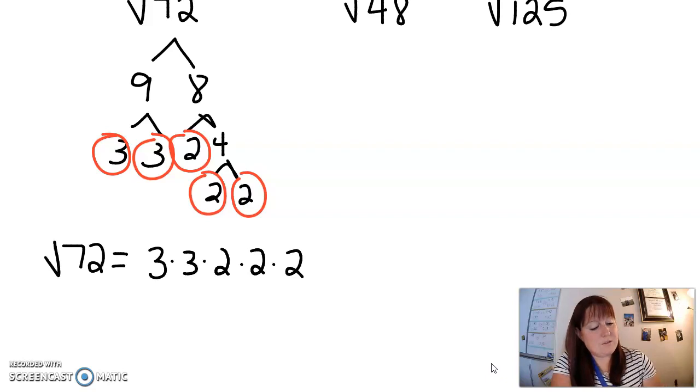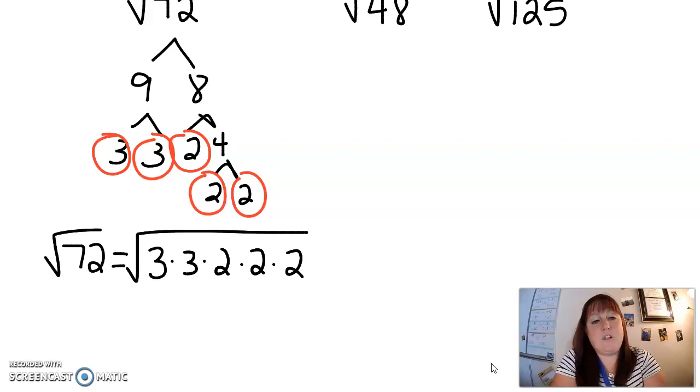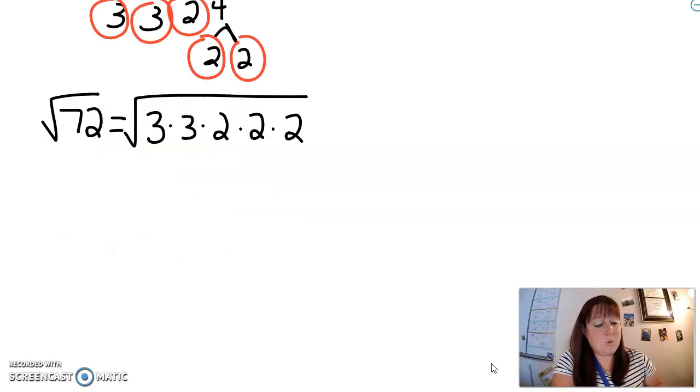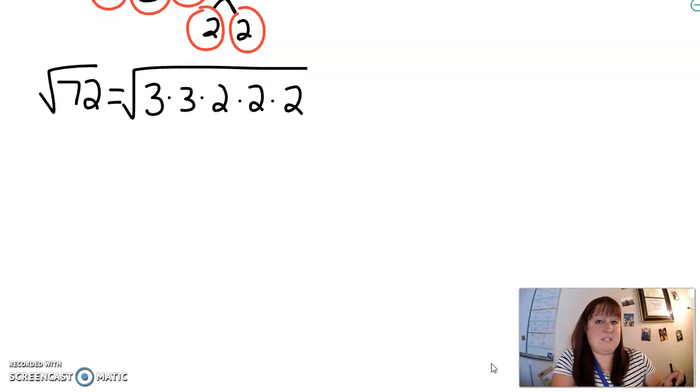So I can write the square root of 72 as the square root of all of that, because it's the same thing. Now, to take the square root, I have to have 2 of the same number, right? The square root of 3 times 3 is just 3, because that's what that means. So let's look for pairs of 2, because I'm taking a square root. I have a pair of 2 here, and I also have a pair of 2 here.